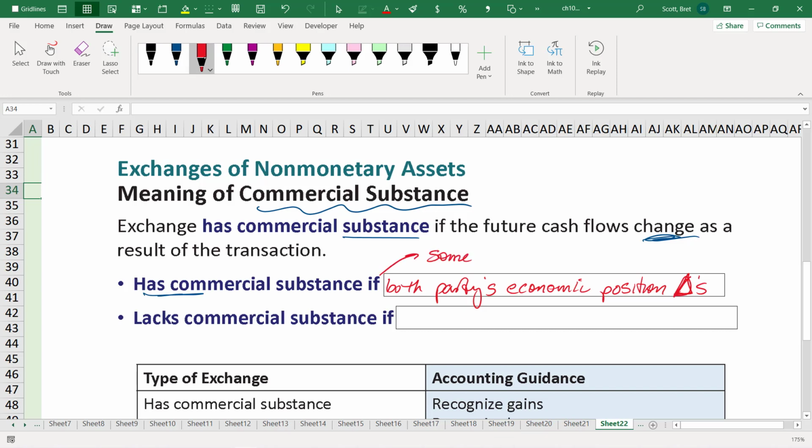Someone is better off because of the transaction. But if an exchange lacks commercial substance, then we can say that neither party is better or worse off. Here's another way to look at this.